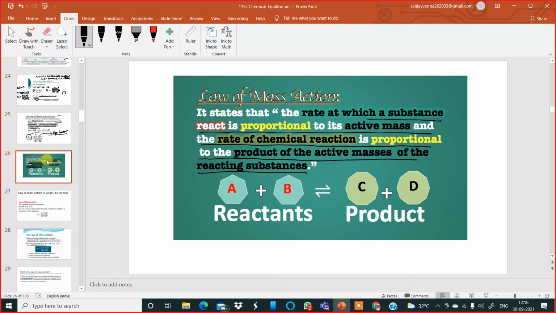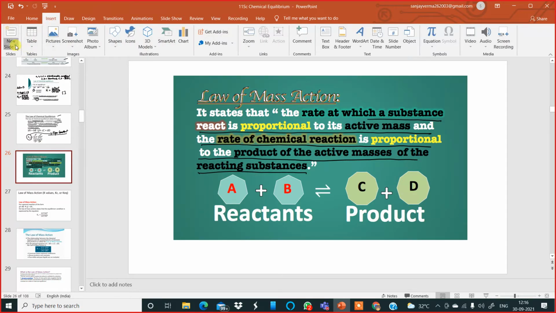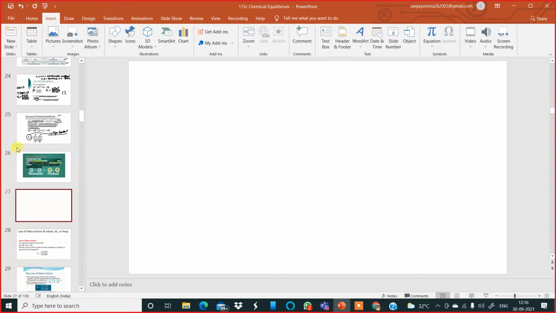Now if you look at the law of mass action in your textbook, it is written like this: at constant temperature, the rate of a chemical reaction is directly proportional to the product of the active masses of the reacting species, with each active mass raised to the power equal to its stoichiometric coefficient. Now, I will explain this by introducing a slide. Try to pay some attention to this statement and understand.